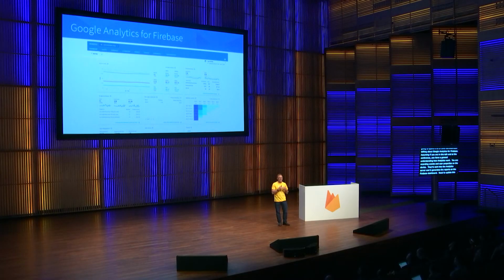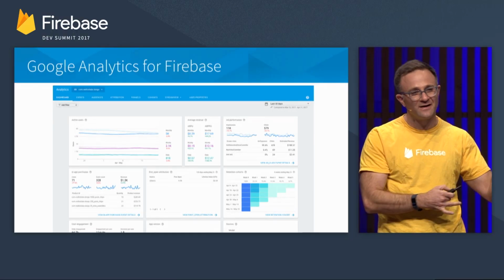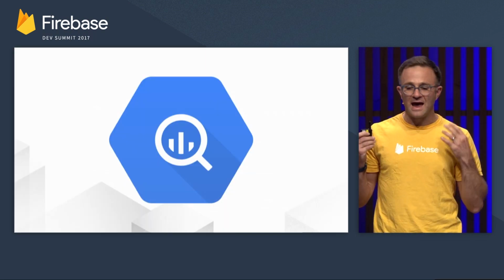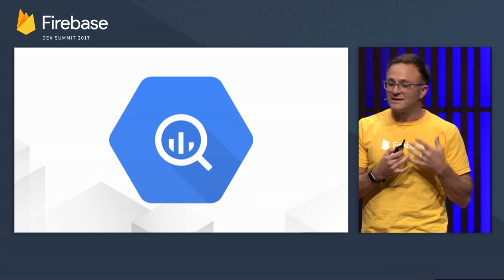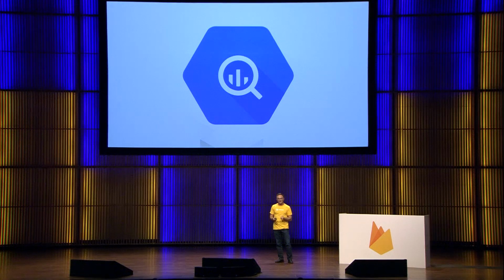And while these reports are great and they answer a lot of interesting questions, at some point you're going to run up against the limits of the reports that we're able to generate for you. You're going to need to run some ad hoc queries against this historical data to answer questions that are very specific to your app. And that's where BigQuery comes in. BigQuery, as you may know, is a service designed to run very fast queries over very large amounts of data, like, for example, all that analytics data that your app is generating.